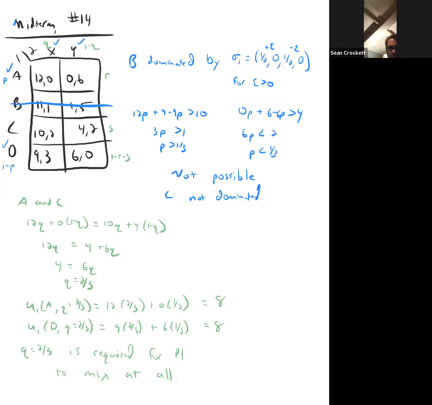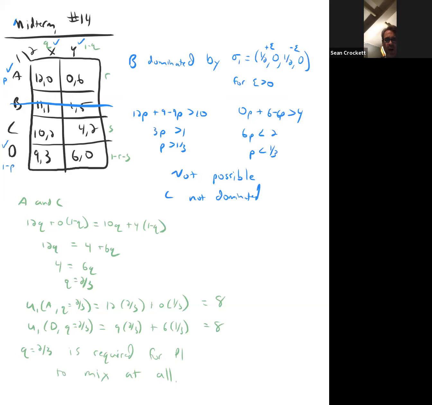Okay. So we know that first of all, there's no pure strategy equilibrium in this game. And if there's no pure strategy equilibrium, we know there has to be a mixed strategy equilibrium. So we know that in any equilibrium, Q has to equal 2/3. All right. So we've solved for half of our equilibrium. We know that Q is going to equal 2/3.